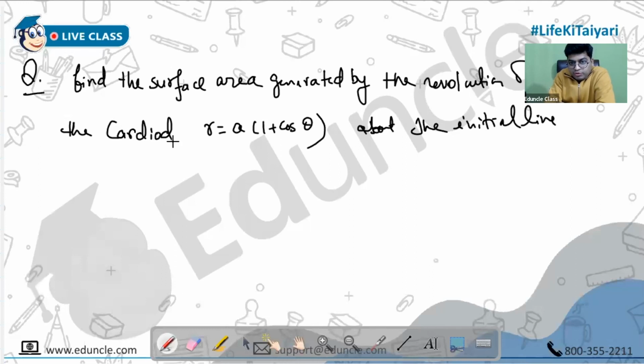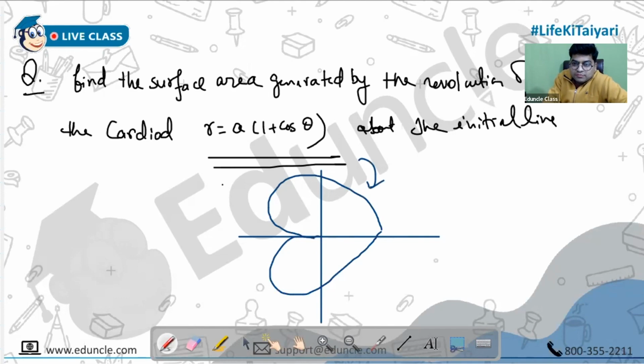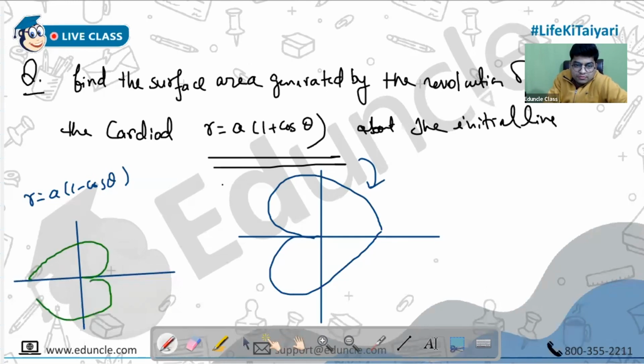See, number one, you have to remember this one also. I told you, we have two kinds of cardioid: r is equal to a(1 plus cos theta), a(1 minus cos theta), with sin theta, all these things. So remember this form, this graph. You can draw this graph. If r is a(1 plus cos theta), then this will be like a heart shape. If you take r is equal to a(1 minus cos theta), it is this kind of thing. If I am wrong, please correct me. Yes or no?